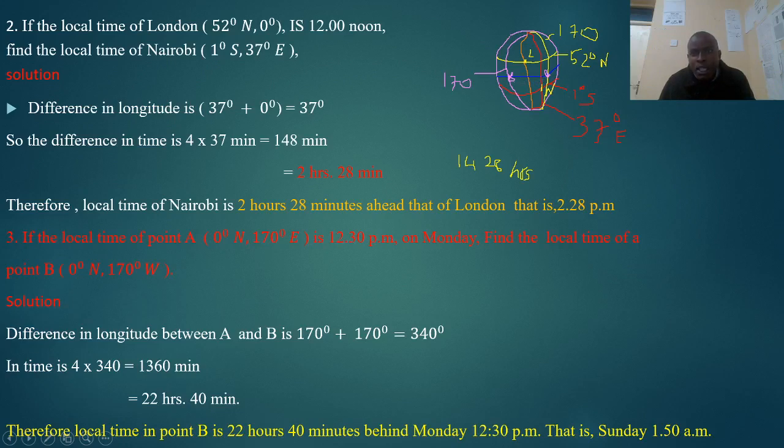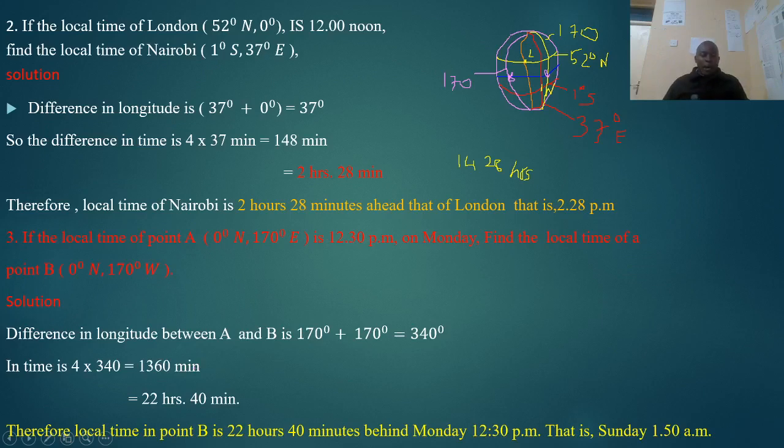then to reach the west, you subtract the time difference from the time it was at the east. The time difference comes from the longitude difference. We have 170 east and 170 west, so we add, because they are on opposite sides of the Greenwich Meridian. It's 170 plus 170, which gives 340 degrees. Times 4 to get the time in minutes, it will be 1360 minutes.